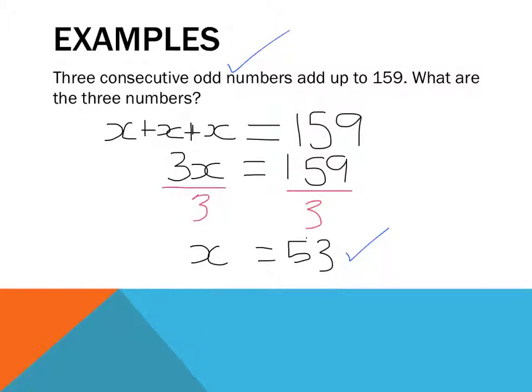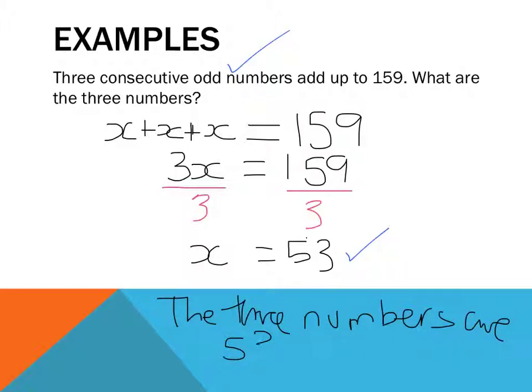Now, the purpose of my question was a worded problem. Therefore, the structure of my response needs to be in words. The 3 numbers, ignore my stupid writing, are 53. 3 53s are 159.